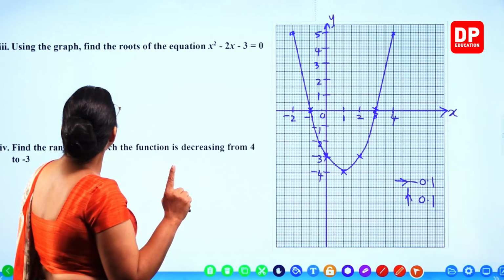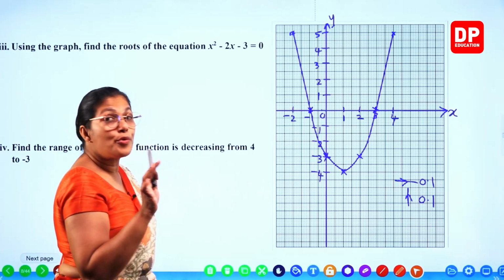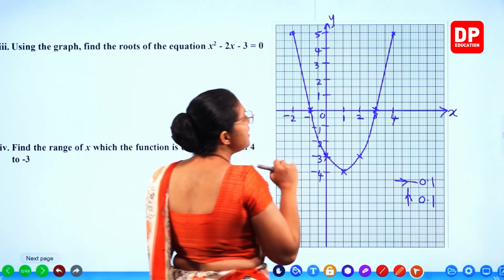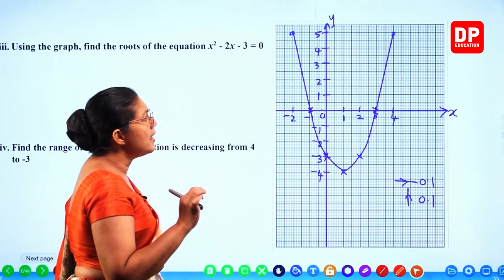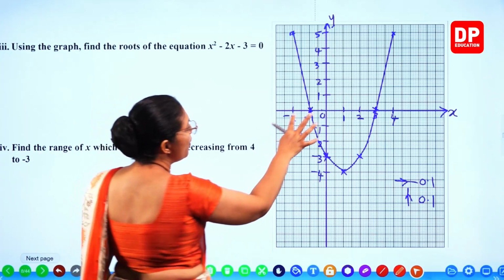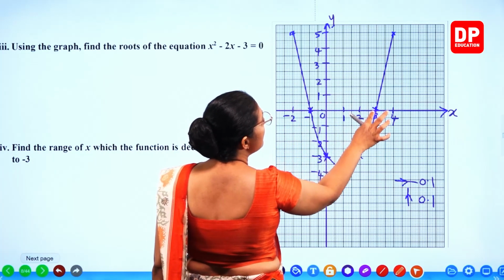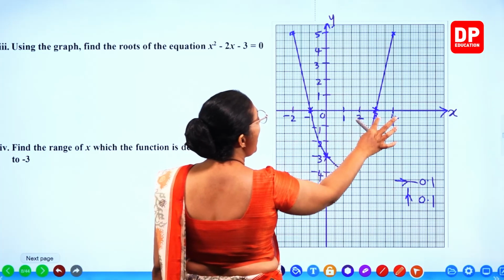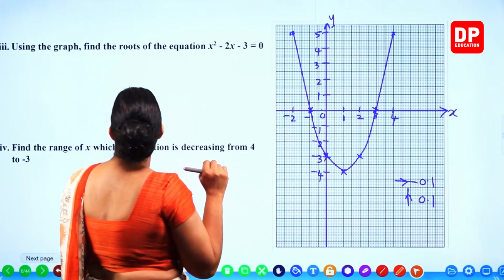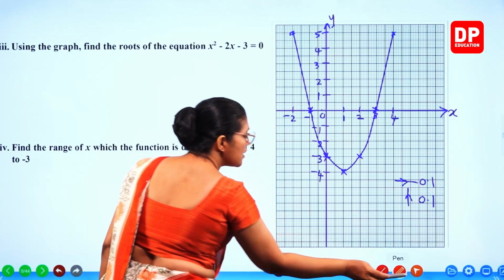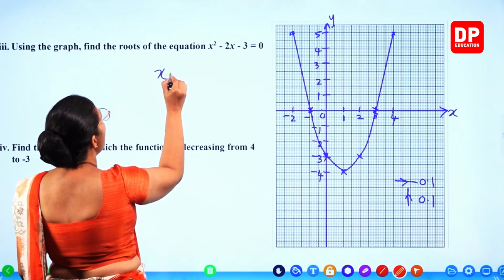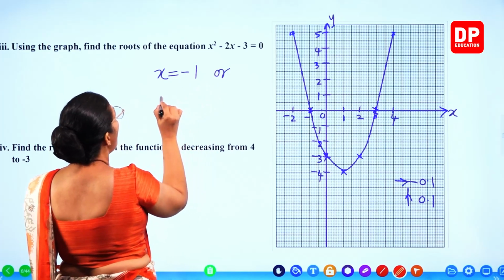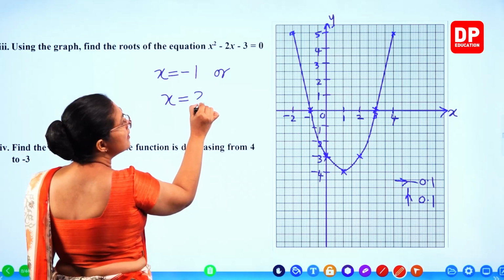Now you can refer the graph and find the roots. So roots means where you get y equals 0. That means the points on the x-axis. So what are the points? Already we know those points. x equals minus 1 and x equals 3. So those are the solutions for this equation. So x equals minus 1 or x equals 3.